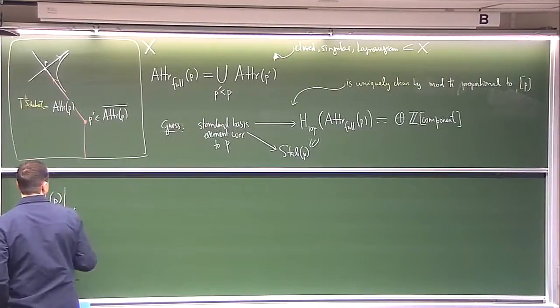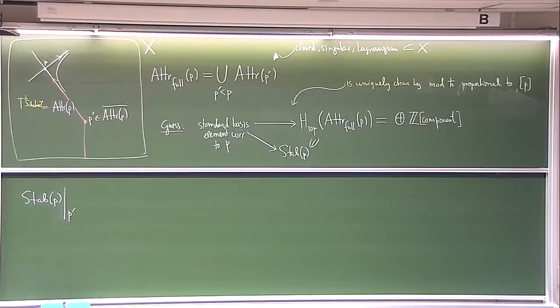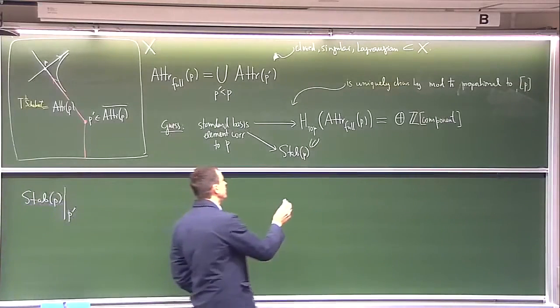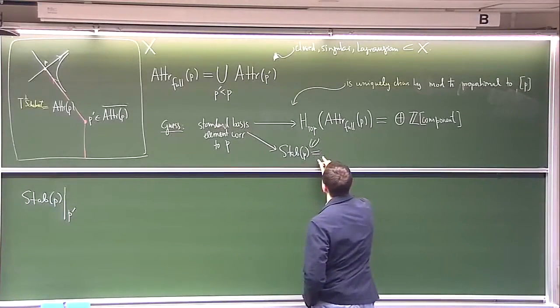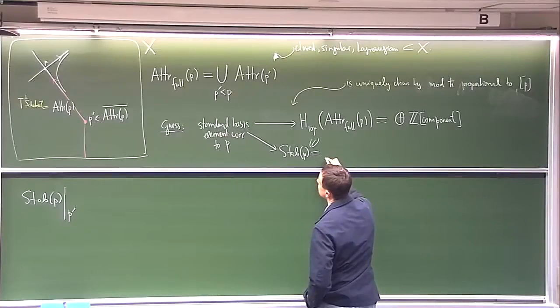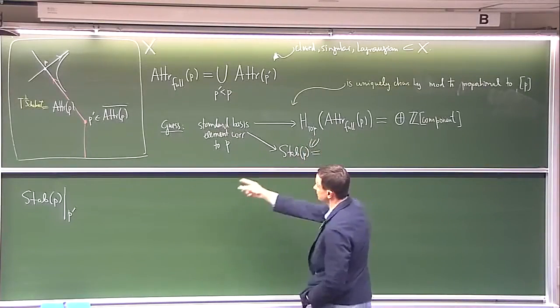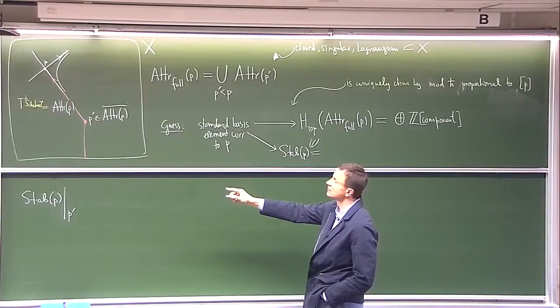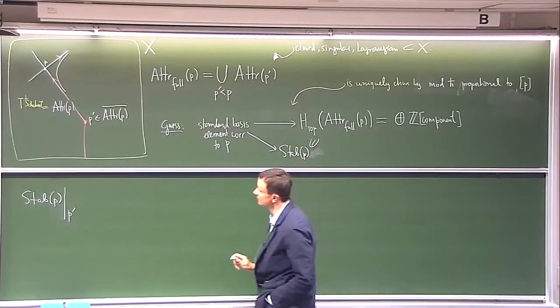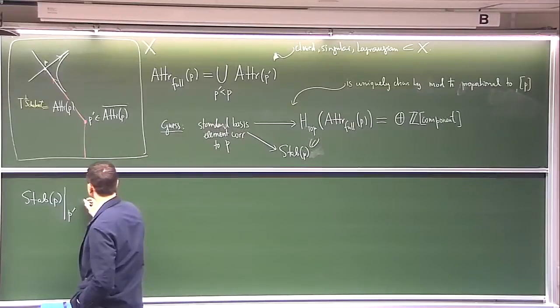P restricted to any prime, then maybe I'll fix how about I fix normalization to begin with. So let's say it has to, well, no, maybe we'll get this one. So step P restricted to prime.